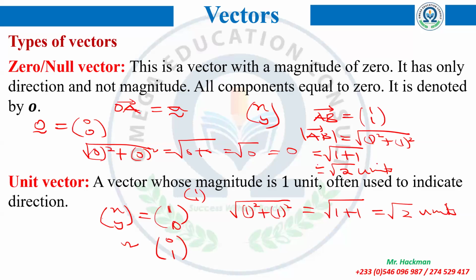So it's root of 2. Can you see that? It's not 2. It's root of 2 units, which is different from 2 units. You get it? So once the magnitude didn't give us 1 unit, it means any vector with the entries 1, 1 cannot be regarded as a unit vector. Is that clear?